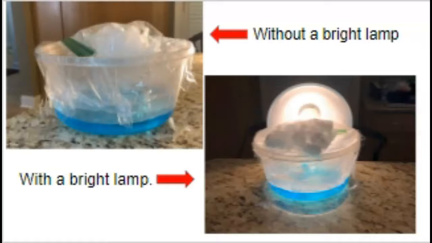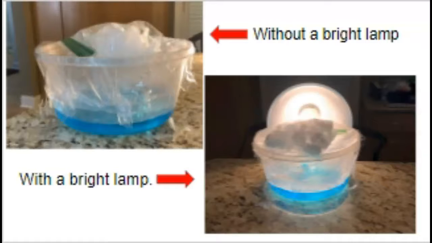All right, looking at the setup, what is the one thing that I did different? Well, one of the containers has no light shining on it. What do you think the lamp represents in nature? If you think the sun, then you are correct. Let's look at some of the other parts of this model and what they represent.